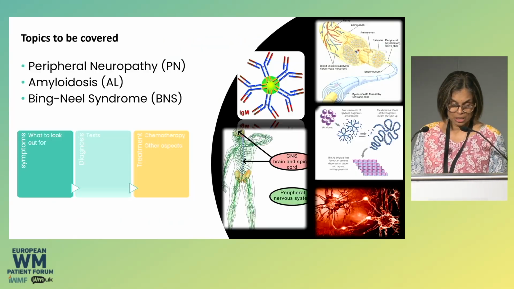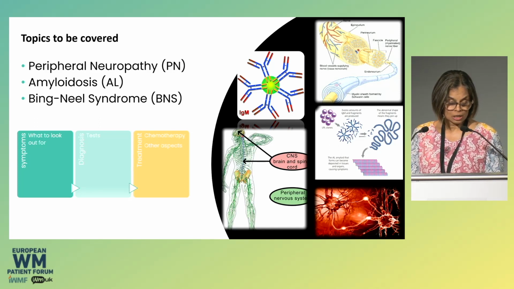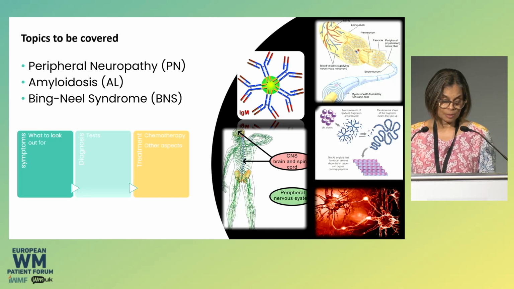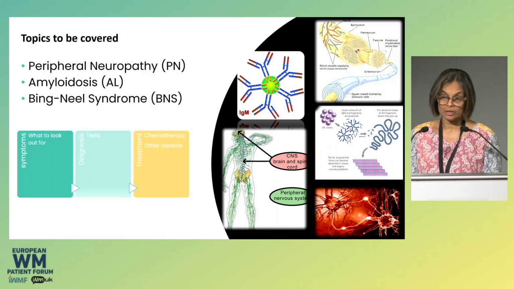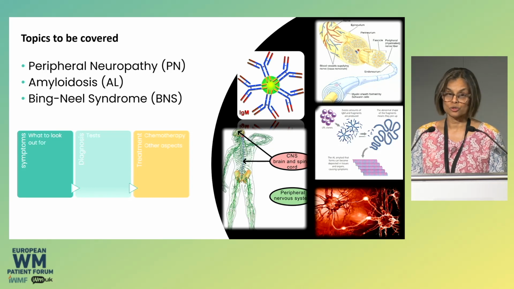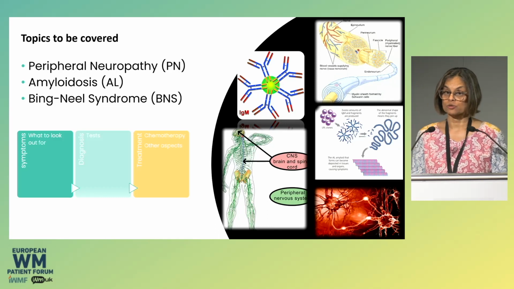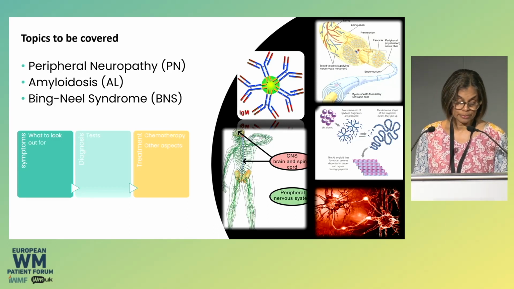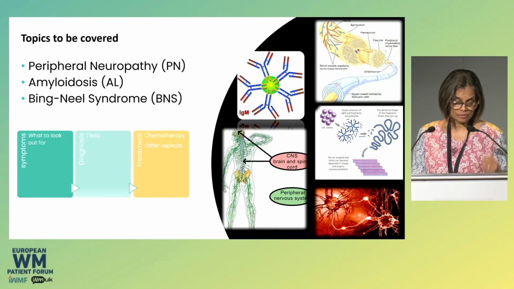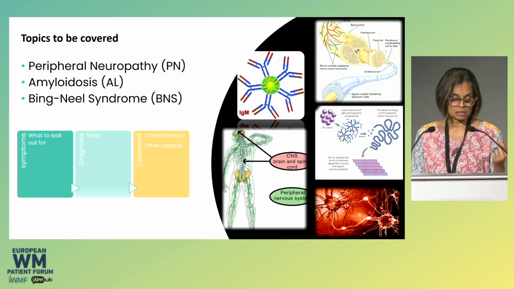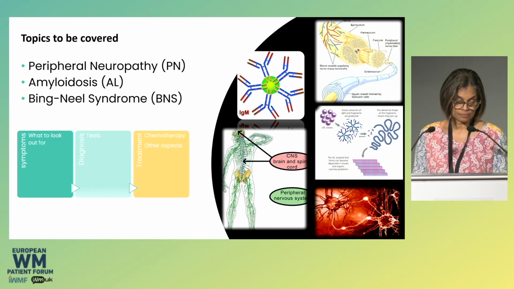collaborations. Fantastic. So I'm going to talk about a few nuggets related to WM, which come up time and again, and some are rarer than others. I'm going to cover peripheral neuropathies, a condition called AL amyloidosis, which has been alluded to before, and also when WM goes to the central nervous system, causing something called Bing-Neel syndrome. And I'll talk about symptoms, the diagnostic tests that are needed, and also the possible treatments that are given.